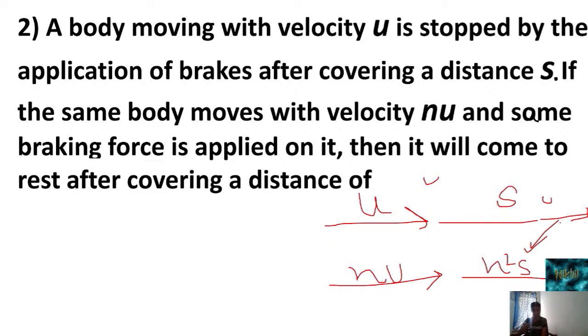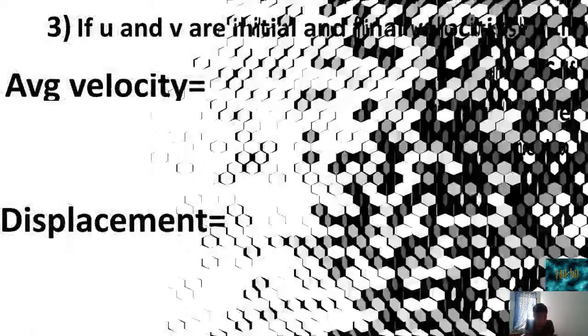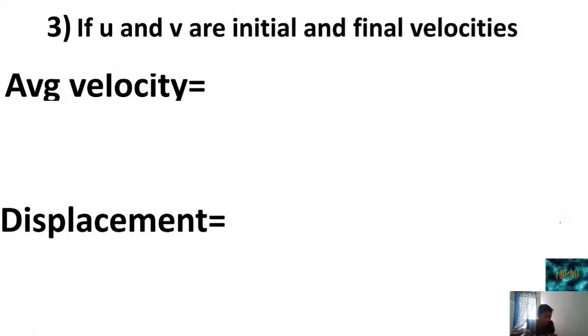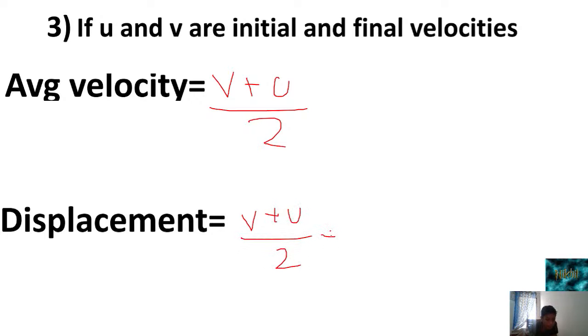Okay guys, now if u and v are the initial and final velocities, what will be the average velocity? It will be v plus u by 2, and displacement will be v plus u by 2, not plus, into t. So time will be multiplied.